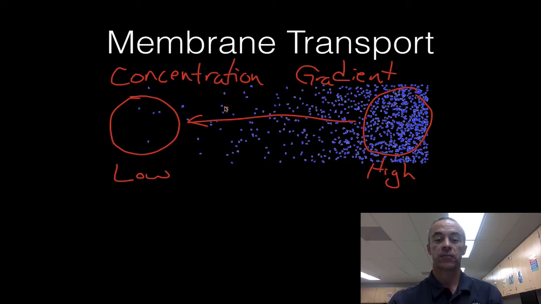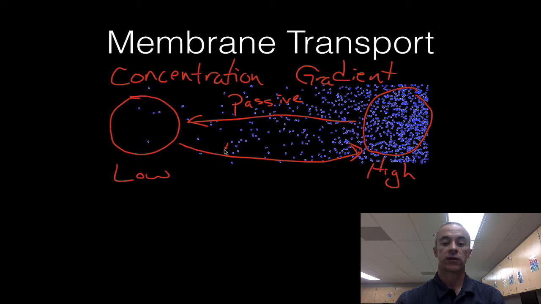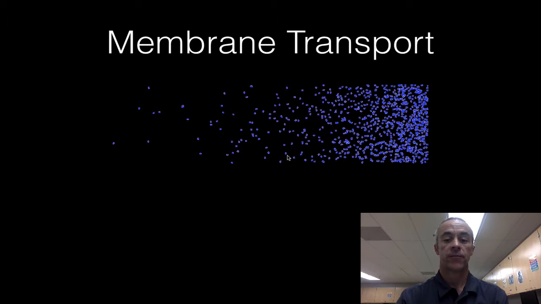And generally speaking, when you're going from high to low, that's going to be passive transport. Those are going to be the things that don't require energy. If we're going from low to high, those are going to be the active transport mechanisms, where you're basically making things go where they don't want to go.